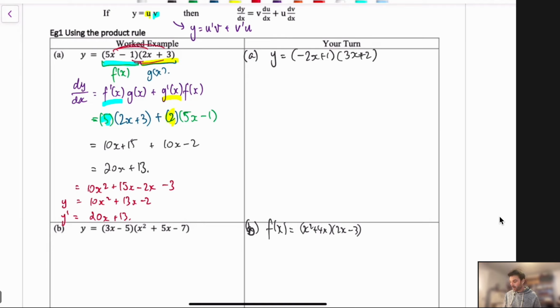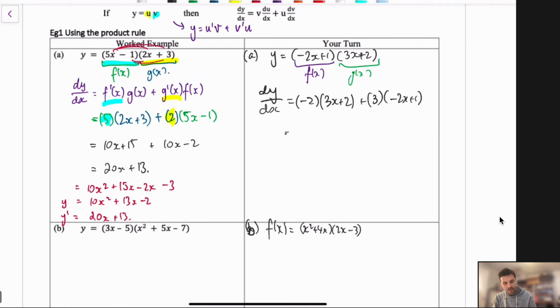Pause the video and press play when you're ready to look at the answer. So here we go. I'm going to call this one f of x and this one g of x. And here we go. You should have dy by dx is equal to, now f dash x is going to be negative 2, and then g of x, 3x plus 2, plus you've got 3 lots of negative 2x plus 1. Next we expand, negative 6x take 4, and then you've got take 6x plus 3, bring our like terms together, negative 12x, and then you've got to take 1. So there we go. Hopefully you got that answer there.